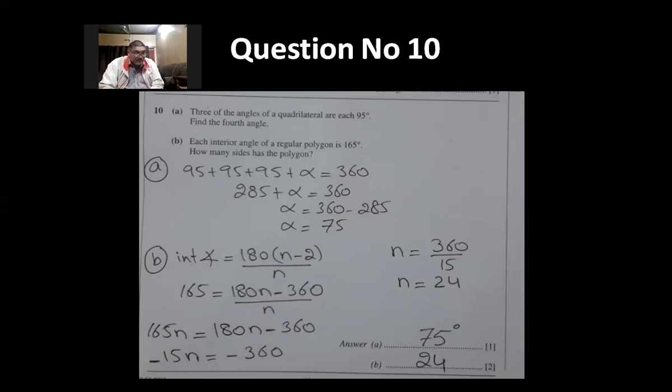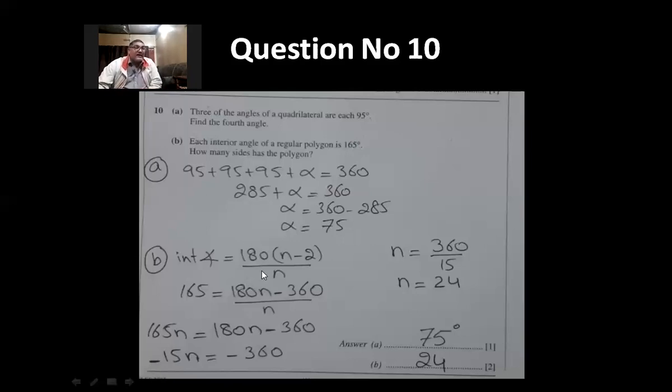Then he says question number 10, its B part. He says each interior angle of a regular polygon is 165 degrees. How many sides has the polygon? Okay, so we are talking about question number 10, its B part. He says the internal angle is given.